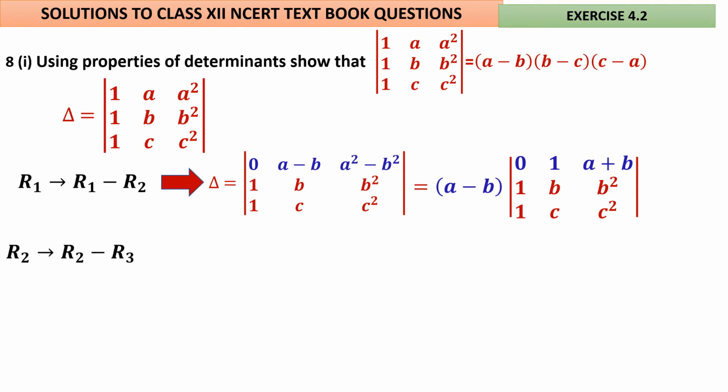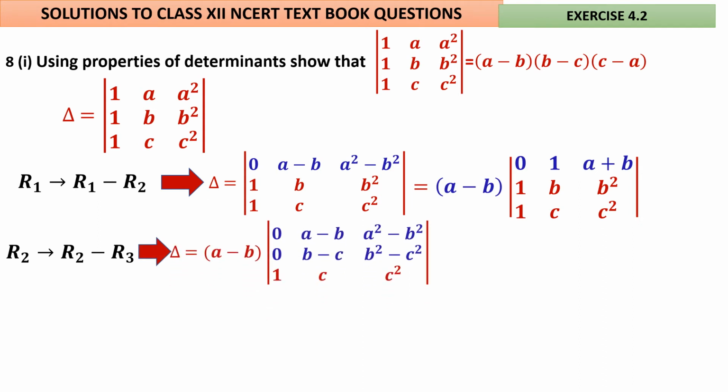Now once again I want b minus c outside. Now how to get it? R2 minus R3, b minus c and b square minus c square I will get. The same thing. You will get b minus c and b square minus c square. From the second row, can you take b minus c outside? Because b square minus c square is b plus c into b minus c. Very good. You got it now.